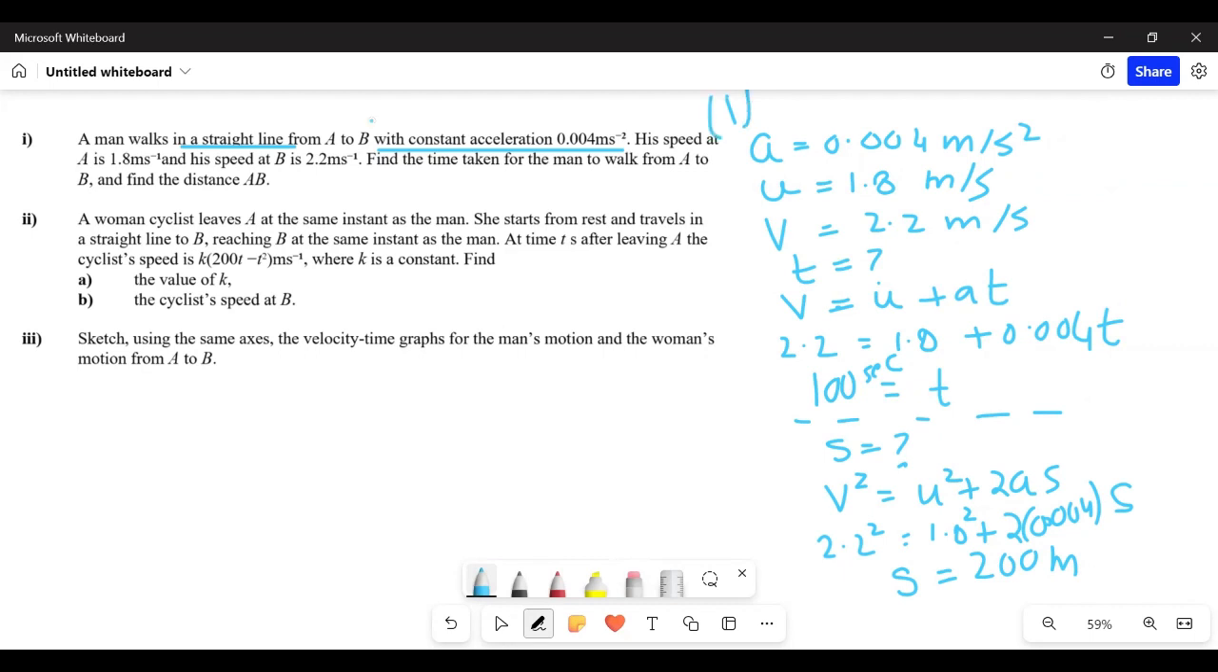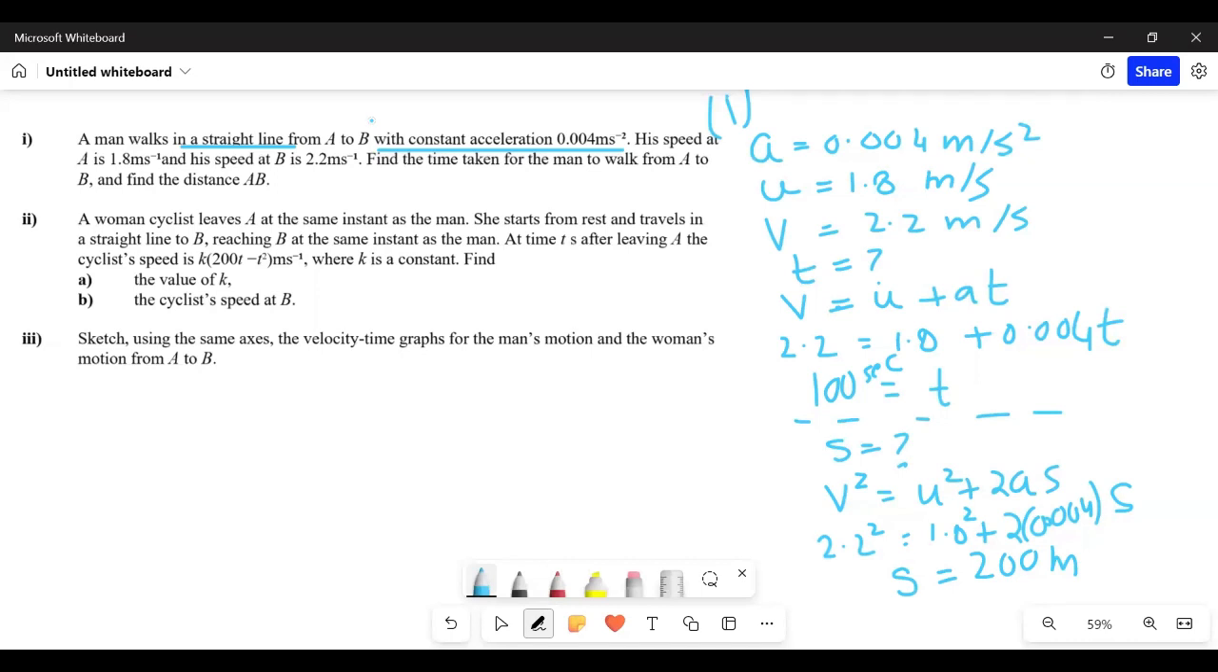Part two: a woman cyclist travels from A at the same instant as the man. She starts from rest and travels in a straight line to B and reaches B at the same instant as the man. So the man reaches in 100 seconds, so this woman also reaches in 100 seconds. At time t seconds after leaving A, the cyclist's speed is k times (200t minus t square), where k is a constant. Find the value of k.